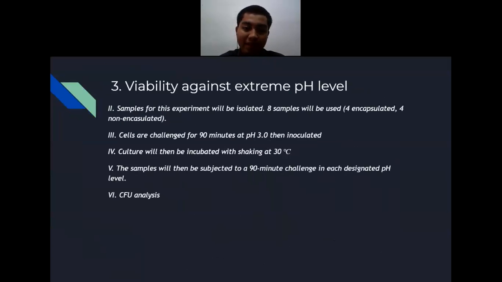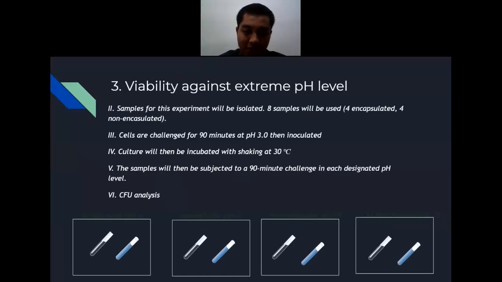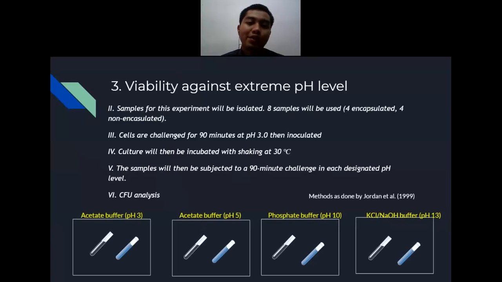Next, for the viability against extreme pH level, I will be isolating 8 samples, 4 encapsulated and 4 non-encapsulated. The cells are challenged for 90 minutes at a pH level of 3, then inoculated. Next, the culture will be incubated with shaking at 30 degrees Celsius. This is to shock the cells first. The samples will then be subjected to the 90-minute challenge in each designated pH level before undergoing CFU analysis, as you can see from the graphical representation below. These methods are done by Jordan et al.